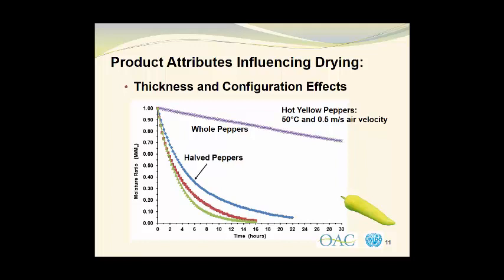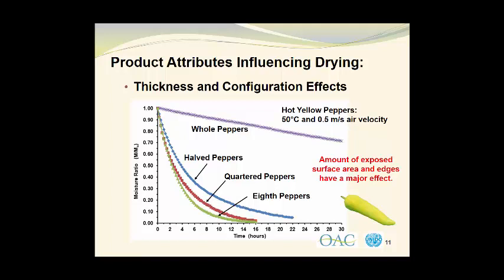However, if we cut the peppers in half lengthwise and remove the seeds, we see a tremendous difference in the rate at which moisture is lost. Then we can quarter the peppers lengthwise, and once again we see a corresponding increase in the rate at which moisture is lost, and they will dry in a shorter period of time. Finally, we're going to cut the peppers into eighths lengthwise, and here you can see the green line has the fastest rate of drying of all of the others. So overall then, the amount of exposed surface area and the edges have a major effect.